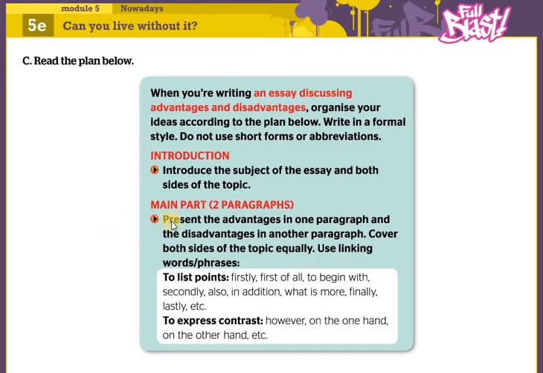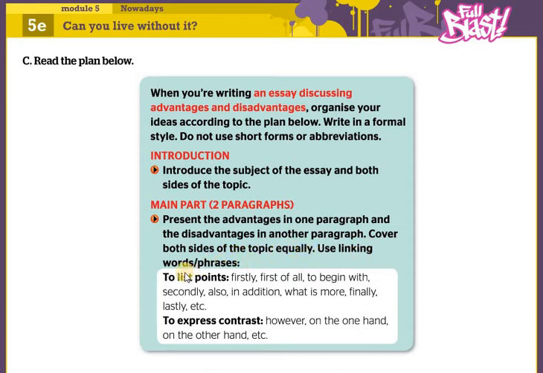And we have the main part, two paragraphs, which is the body. Present the advantages in one paragraph and the disadvantages in another paragraph. Cover both sides of the topics equally. Okay, it means the two paragraphs should be of equal size, right? You do not have to write one paragraph bigger than the other. Both of them have to be the same size, right?